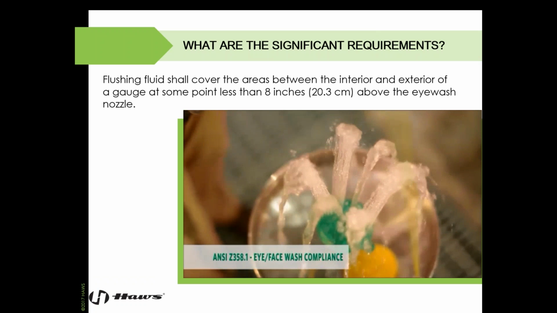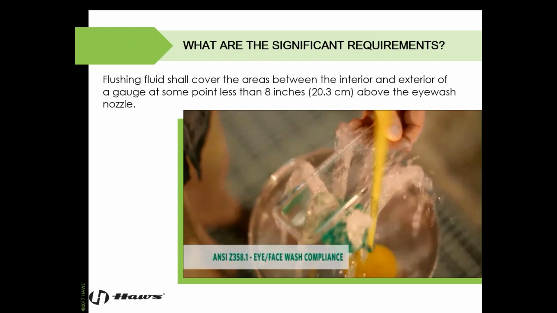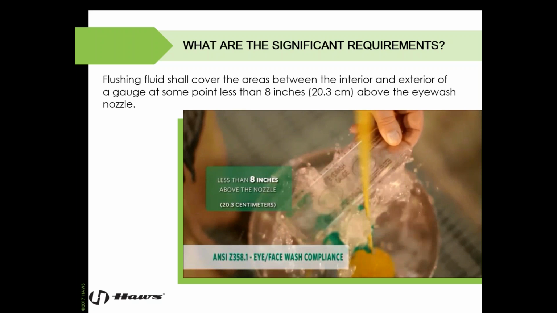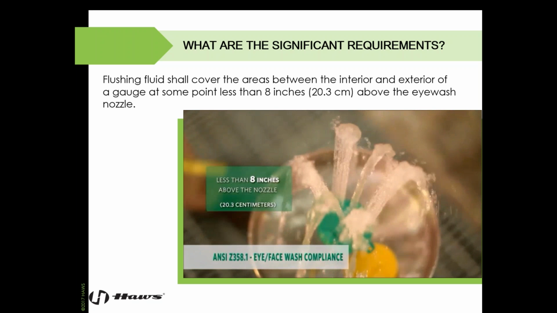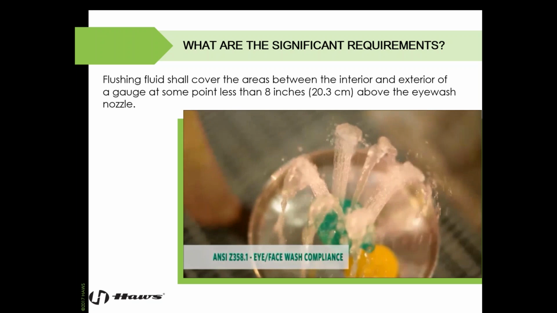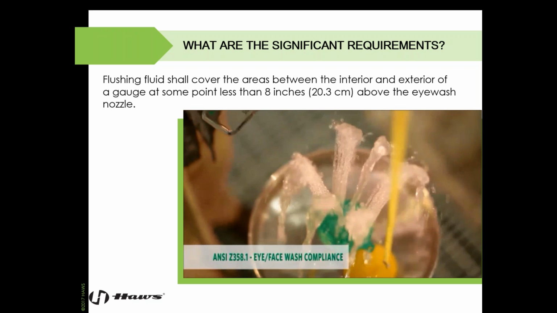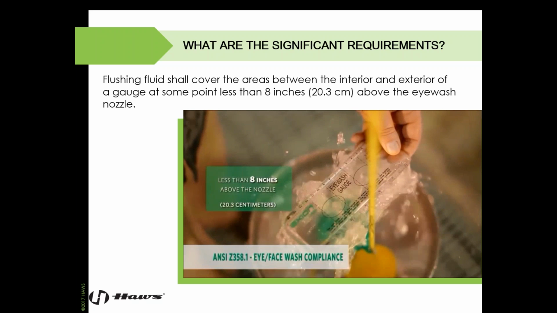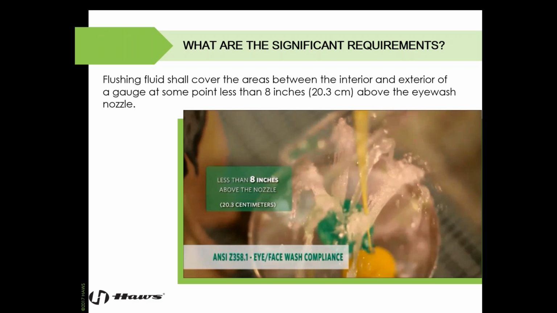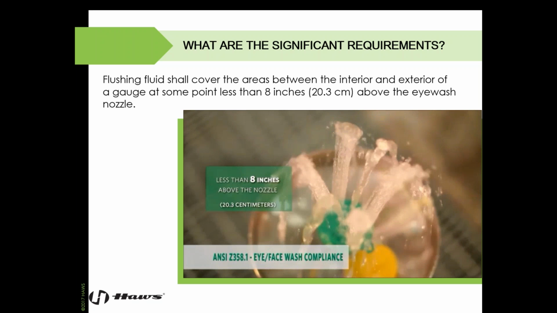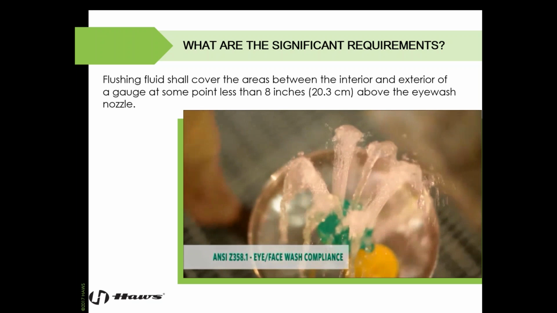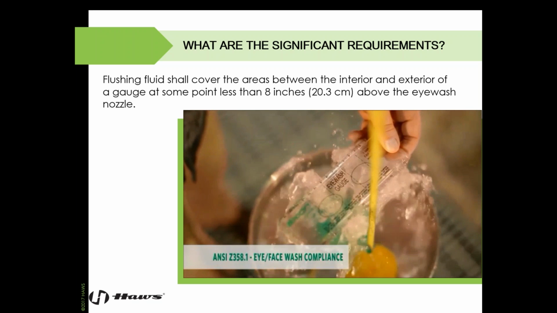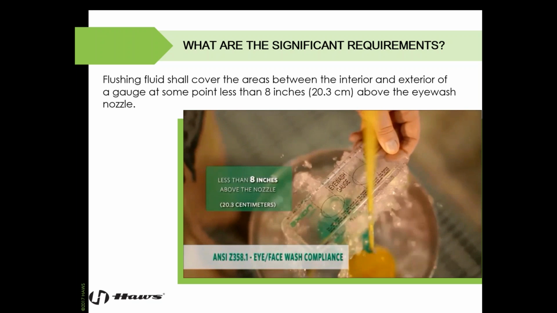Let's continue with some more significant requirements. Specifically for eyewashes and eye face washes, the flushing fluid shall cover the areas between the interior and exterior of a gauge at some point less than 8 inches above the eyewash head. So as you can see in this video, we're placing the eyewash gauge into the eyewash streams and ensuring that those two eyewash streams hit the 2 circles on the gauge at any point less than 8 inches. That's going to ensure that you have the proper flow rate and the proper pattern.